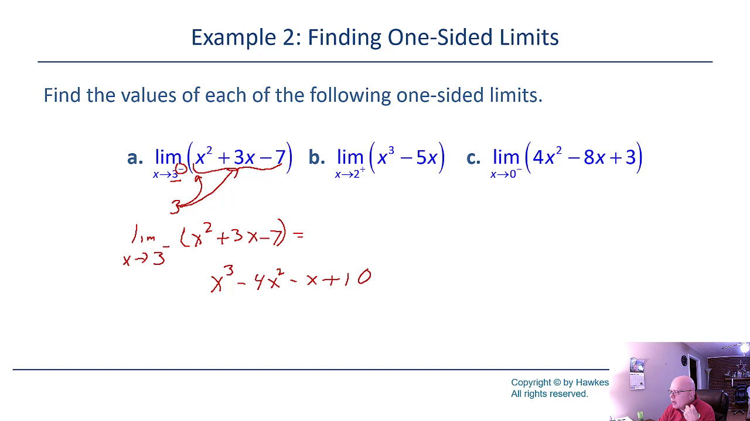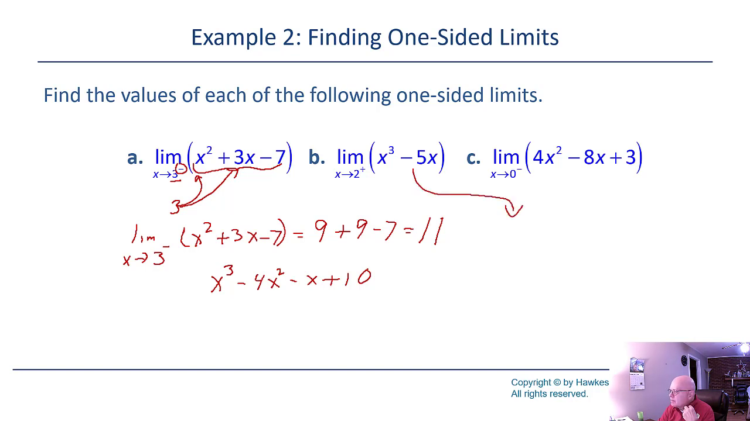I'll just put that 3 in where the x squared is, that's a 9. Put 3 in where the x is here, another 9, minus 7, so 18 minus 7, the limit for the first one is 11.